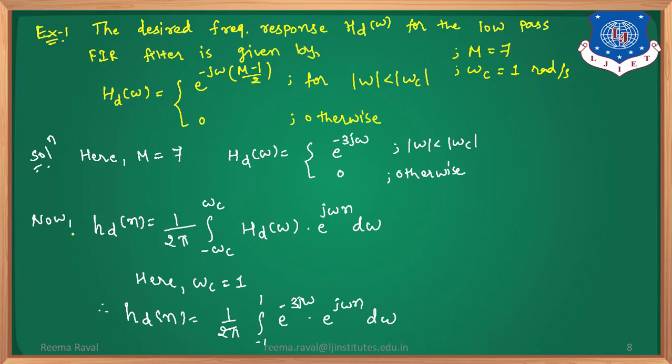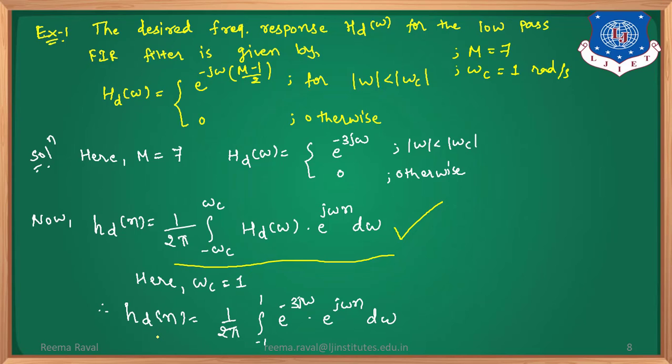Now what we need to find is HD of n, whose formula is 1 by 2 pi integration in the interval minus omega c to omega c HD of omega into e raised to j omega n into d omega. This is the formula which we are going to use for any of the rectangular windowing function or any of the other windowing function, whether it may be Hamming window or Hanning window or such windows. Now we have taken here cutoff frequency omega c equals to 1. Let us place this in the above equation.